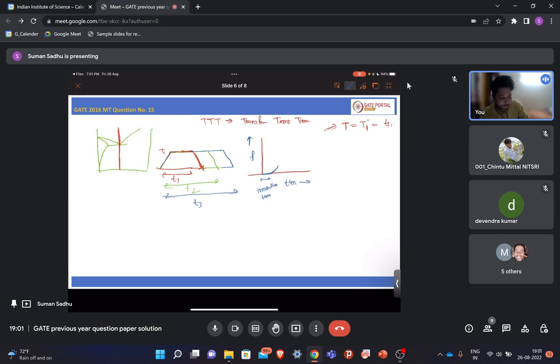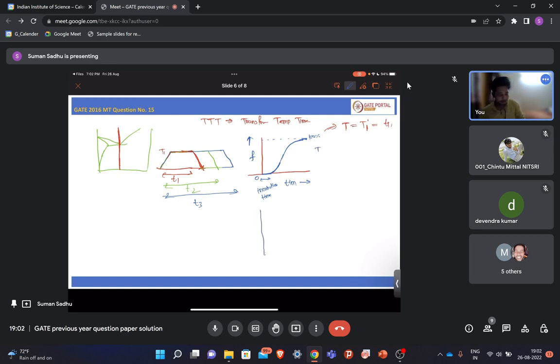Then it will nucleate, and with time your fraction of transform will increase. So this is 0, and it will transform up to 100%. So let's say this part is 100%. Okay. So now this is for a single temperature, right?